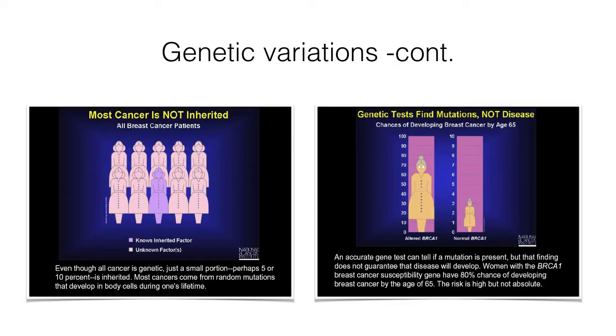So if you look here, most cancers are not inherited, and genetic tests find mutation, not the disease. So you have to understand that even though all cancers are genetic, just a small portion, perhaps 5 or 10%, is inherited. So most cancers come from random mutation that develops in body cells during one's lifetime.